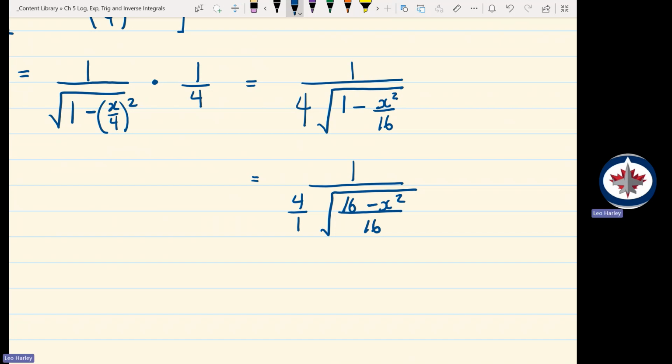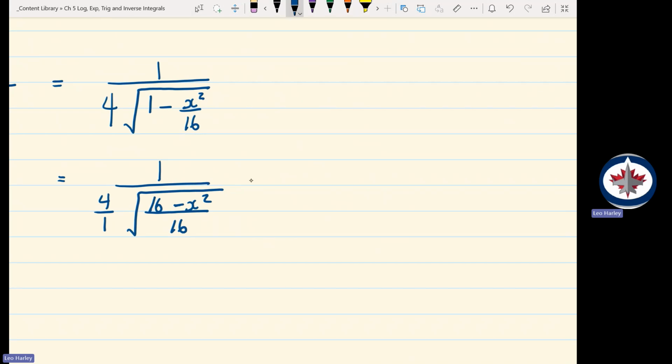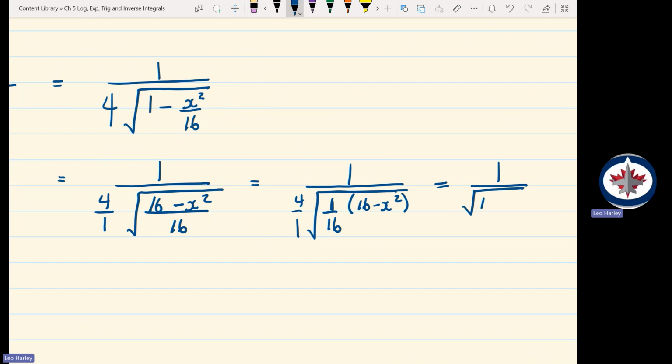Then can we factor out, and actually, I loved how Gary arranged this yesterday. Could we rewrite this as 1 over 4 over 1 square root of, and then factor this out as 1 over 16 multiplying 16 minus x squared? And then can we factor out the 1 over 16? And when we factor out the 1 over 16, is it safe to say that the 4's change into 1? And at the end of the day, is this exactly what we started with?